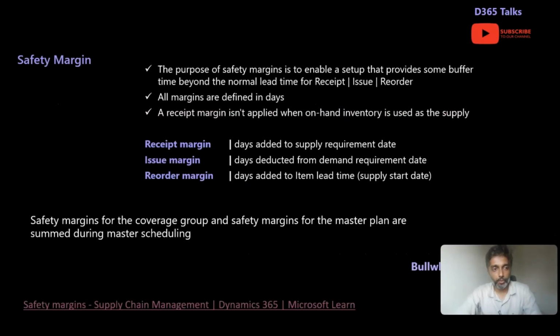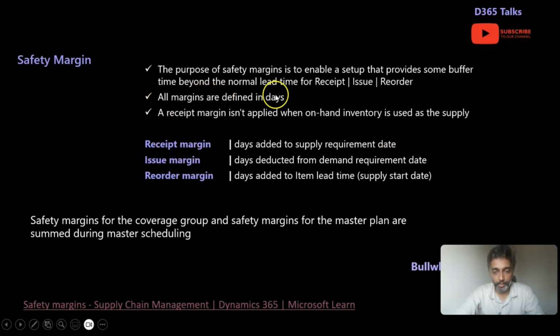So the next concept which we need to learn is the safety margin. This is also one of the important concepts in master planning. The purpose of safety margins is to enable a setup that provides some buffer time beyond the normal lead time for receipt, issue and reorder. So typically in most manufacturing, distribution or retail organizations where you depend on material or raw material from your vendors, it is always recommended to provide some safety margins, because supply chains are expected to be volatile, and you may not know what happens tomorrow. So it's always better to have some safety margins or buffer days in order to plan your orders accordingly, right?